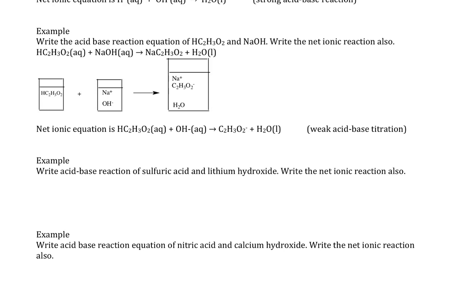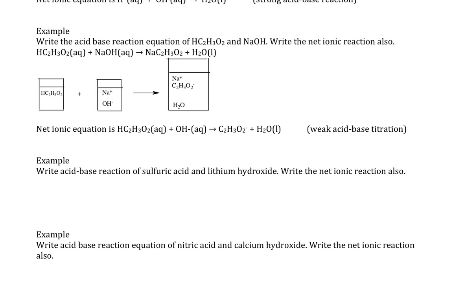So canceling out spectator ions, all we have as a spectator ion is Na plus. That's the only one that's the same on both sides. So our net ionic equation is HC2H3O2 aqueous plus OH minus aqueous, yielding C2H3O2 minus plus H2O liquid. A little different when we have a weak acid involved.